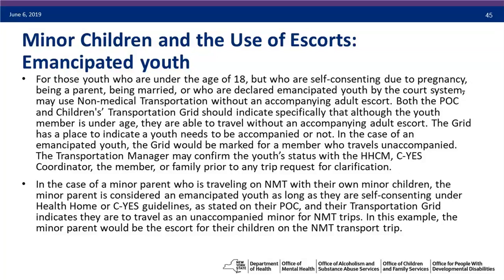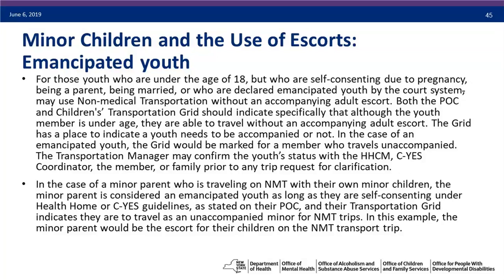This grid then has a place to indicate whether a child or youth is accompanied or not. Where it is noted that a child or youth is emancipated, the grid would be marked as the member is traveling unaccompanied. And the transportation manager can confirm that youth status with the health home care manager, the CS coordinator, the member, or the family prior to any trip request so that they can clarify exactly who will be transported.